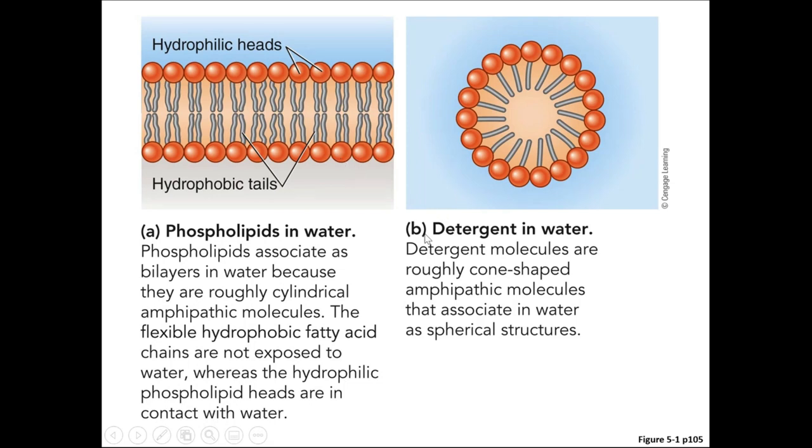In diagram B here, this is detergent in water. Detergent molecules are roughly cone shaped amphipathic molecules as well that associate in water as spherical structures, such like a vesicle.